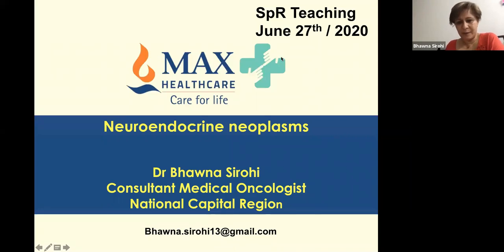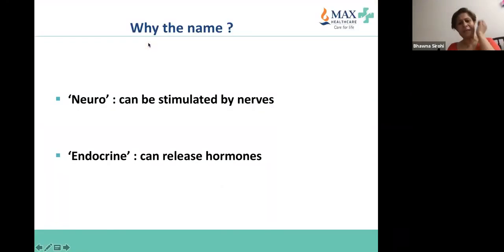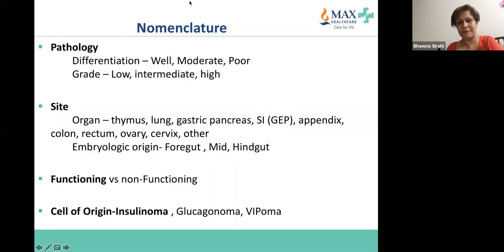Okay, so let us start with the terminology for neuroendocrine. Neuro means that it can be stimulated by the nerves. Endocrine because it can release hormones. So I will go through a few basics right at the beginning. You may actually know it, but I know there are different levels of students. There are first year DNB students or third year surgical, radiation, medical. So I know there is a mix. So it's very important that we understand the basics, which you will never forget for life then.